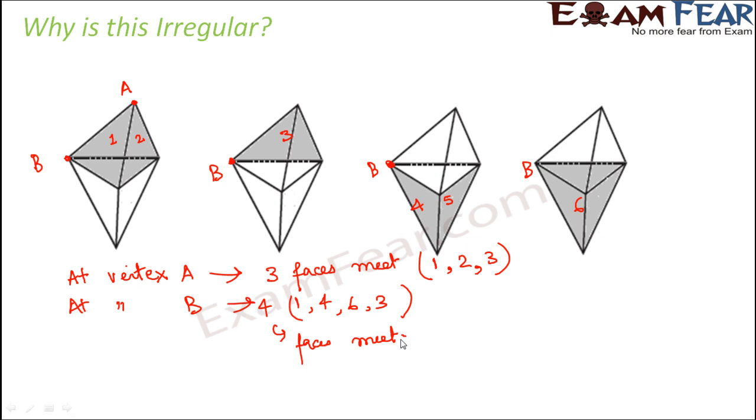Do we have the same number of faces meeting at each vertex? No. So that means the second criteria has failed, and therefore this is an irregular polyhedron. So wherever you come across a polyhedron where you are not very sure if each face is a regular polygon or not, then you also need to make sure that the second criteria is met or not. So it is very, very important that both the criteria are met for a polyhedron to be a regular polyhedron.